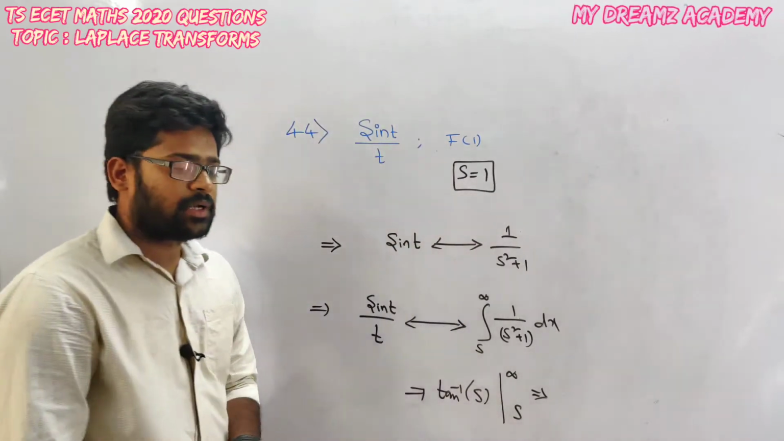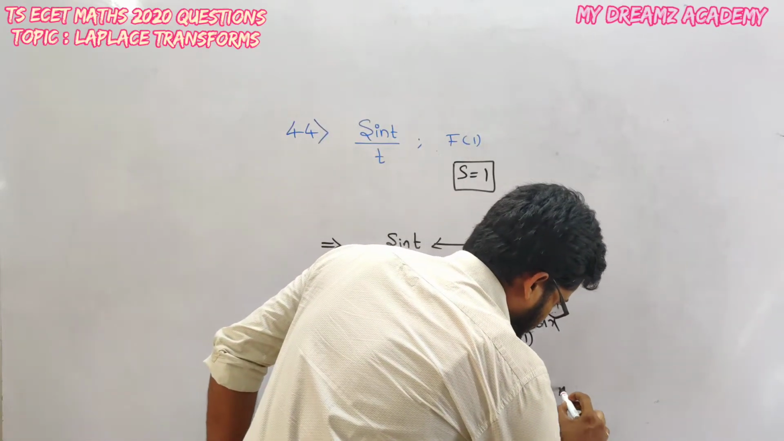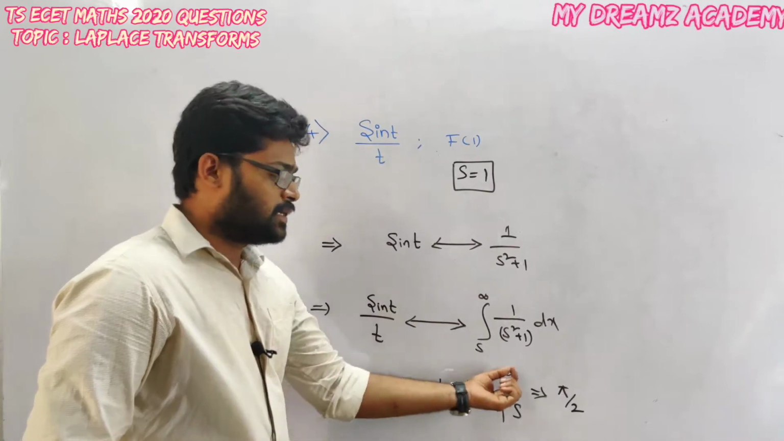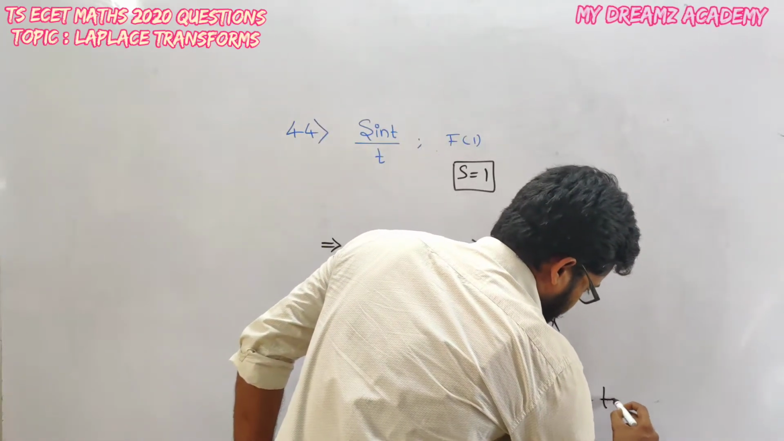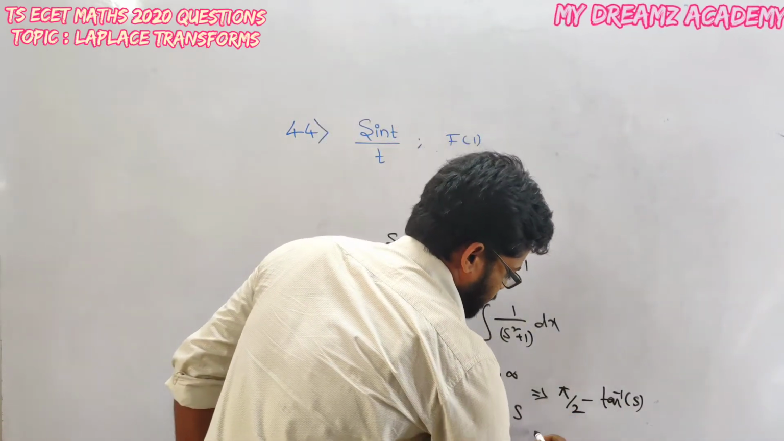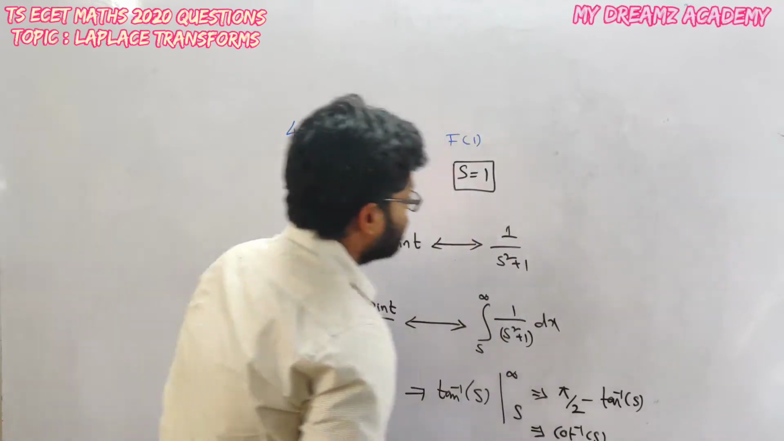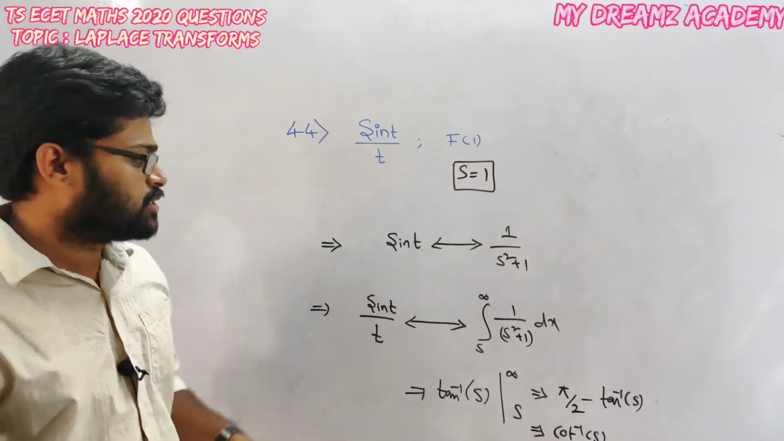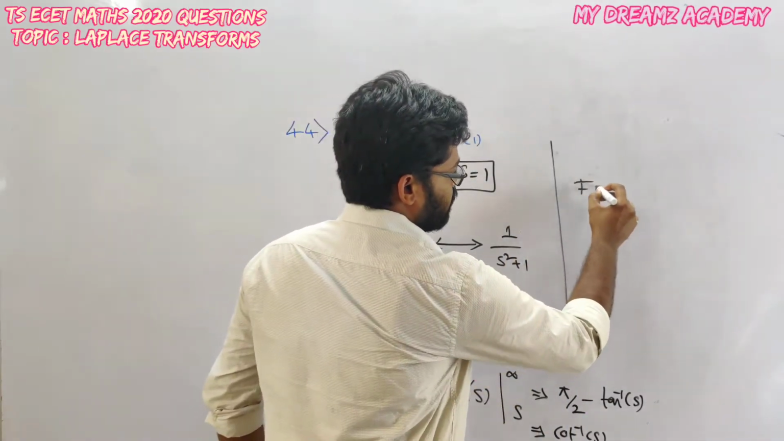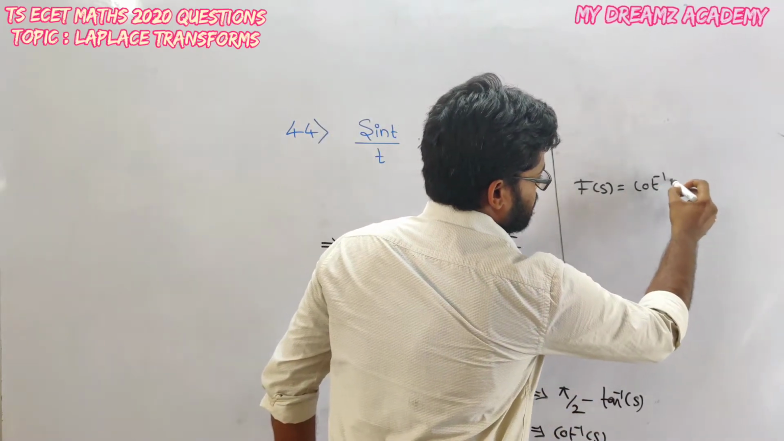If I substitute the upper limit, tan inverse of infinity gives 90 degrees, pi by 2, since tan 90 is infinite, and minus tan inverse of s. 90 minus tan inverse of s is cot inverse of s. But we need to substitute s equals 1. So f of s is cot inverse of s.